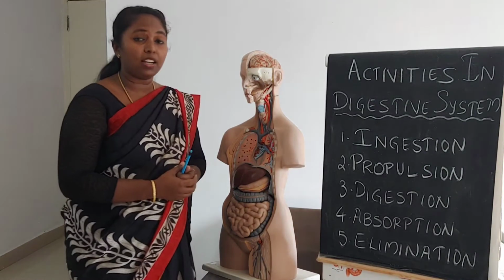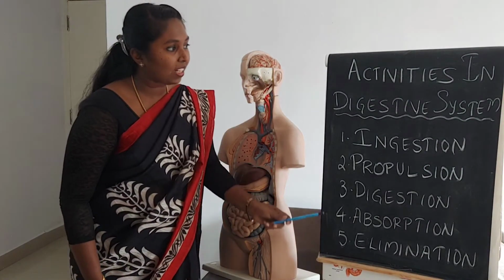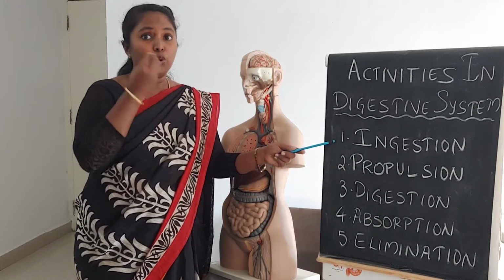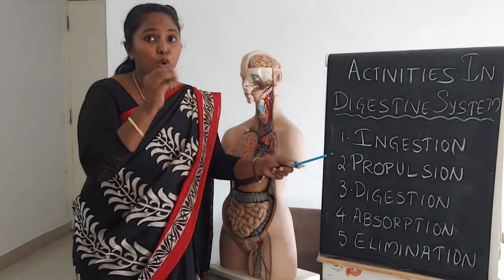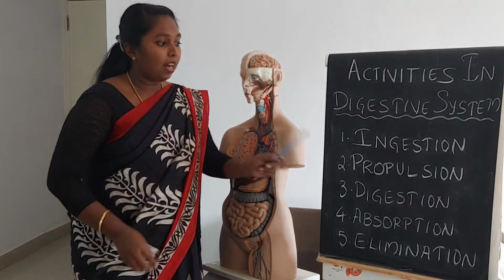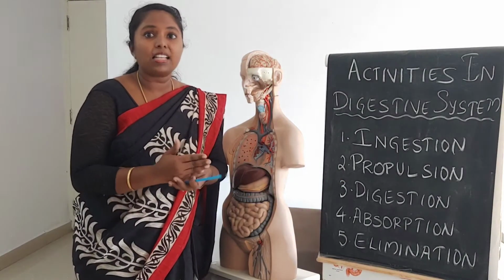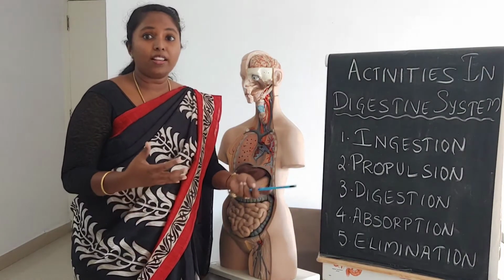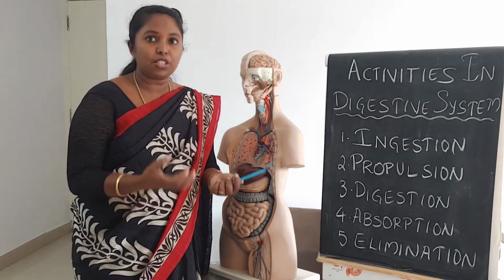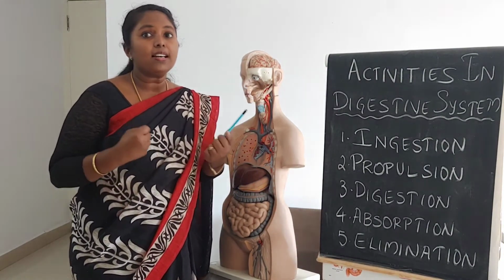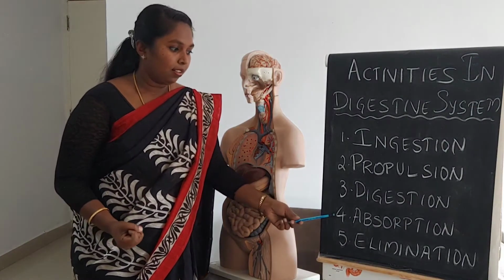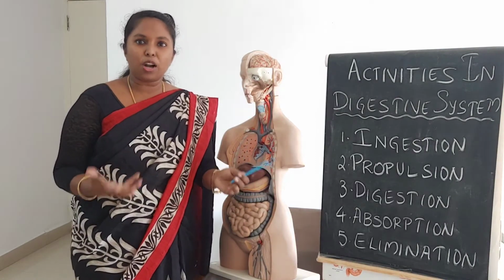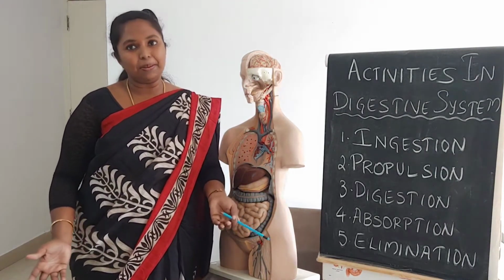So I hope it is understood. There are 5 activities that take place in the digestive system. Ingestion, the food is going in. Propulsion, the movement of the food through the canal. Digestion, mechanical as well as chemical breakdown of food. Absorption, where the important minerals, vitamins, and nutrients are absorbed in the small and large intestine. The term is absorption. Last is elimination. The waste products being thrown out is known as elimination.